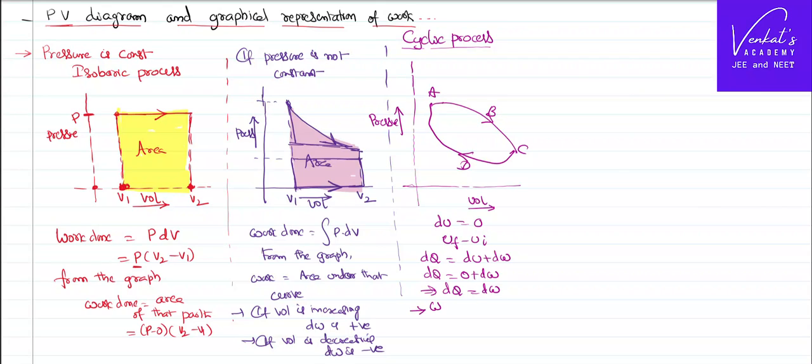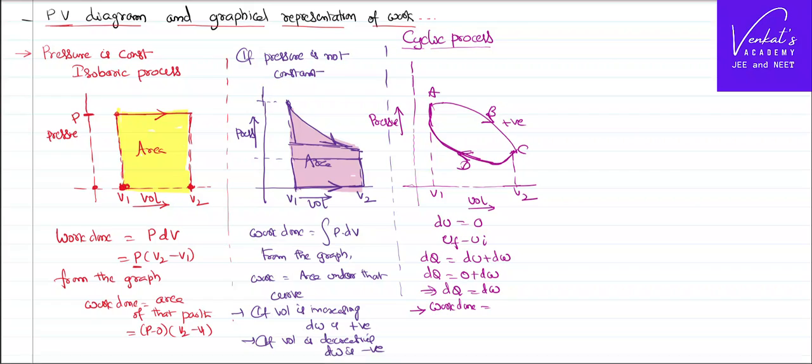Now, what is the work done in this process? If we have to find out the work done, you can see that during A, B, C the volume is increasing from V1 to V2, whereas during the reverse, C, D, A, the volume is decreasing. So during ABC the work done is positive, and during CDA the work done is negative.